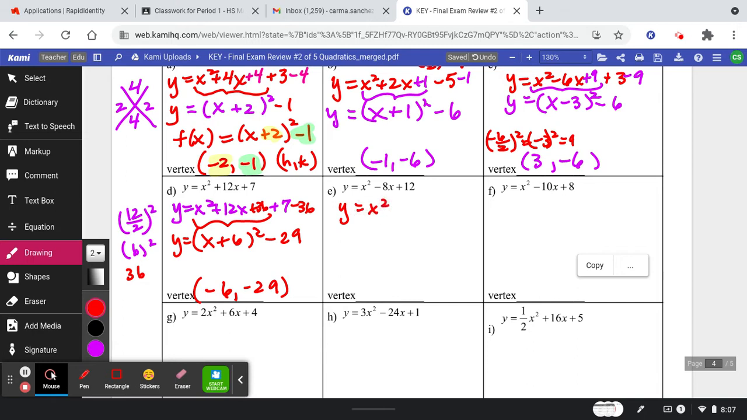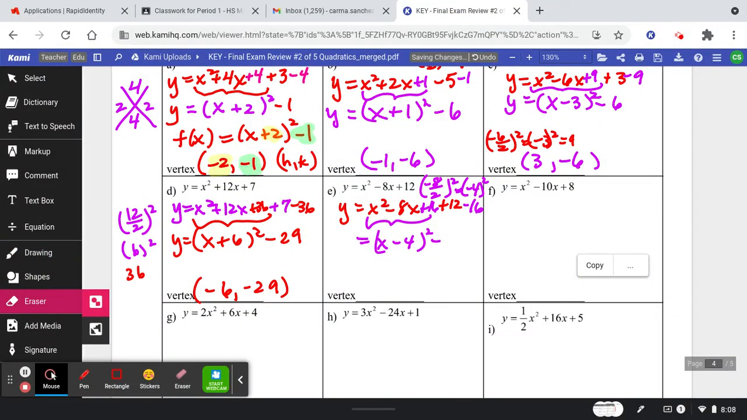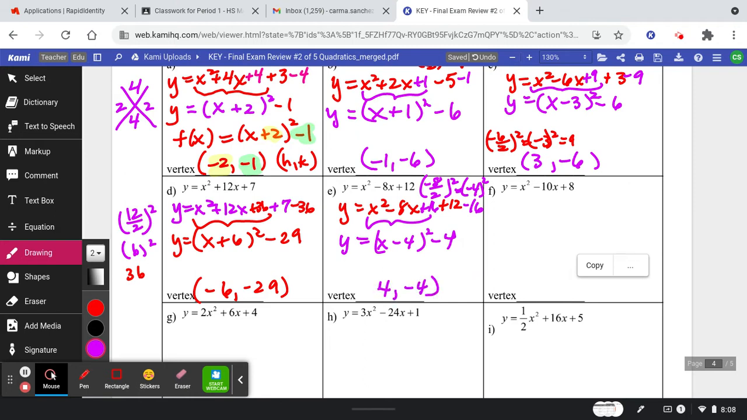Step 1, make space. B work. Negative 4 squared would give us 16. So I add 16 and minus 16. That's the x minus 4 perfect. And a minus 4 off the back for the 12 minus 16. That leaves me with a vertex of positive 4, negative 4.